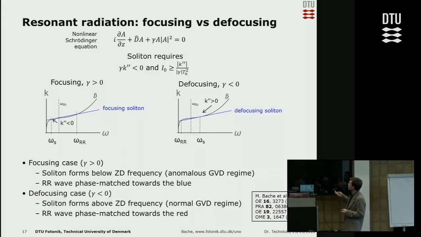If we now flip the sign of the nonlinearity, then we go to the defocusing case, and now in order to have a soliton, we have to pump above the zero dispersion frequency, and then conversely we convert the resonant radiation to red photons. So we go to the longer wavelengths, to the infrared and potentially into the mid-infrared.